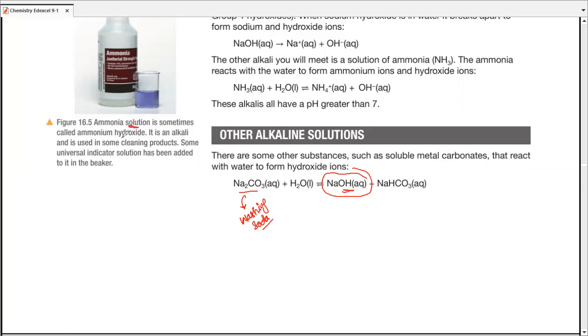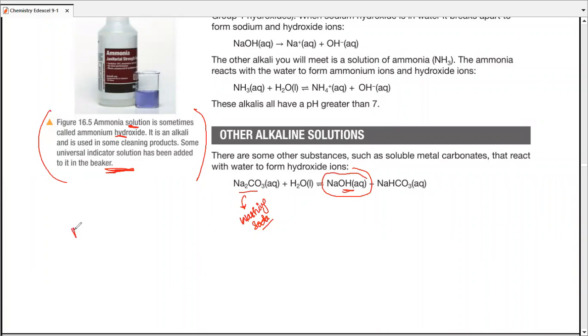Ammonia solution is sometimes also known as ammonium hydroxide. That's a very important point. I insist to my students that sometimes we leave out the captions under the pictures in our chapters, but this specific one, please don't leave it. Mark it so that you can memorize this.